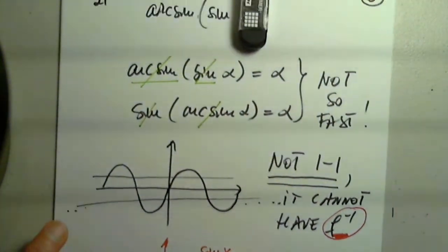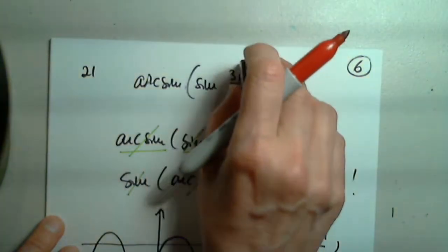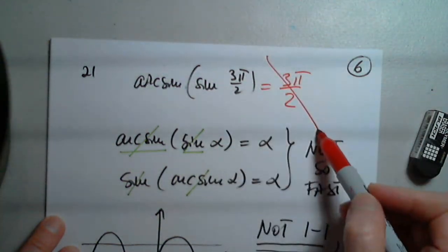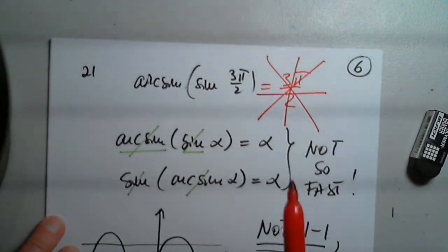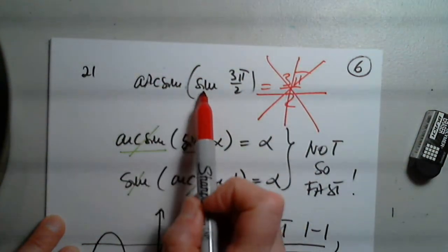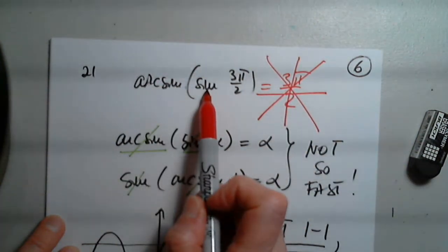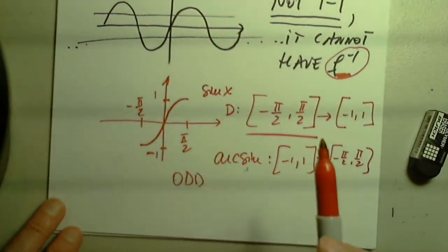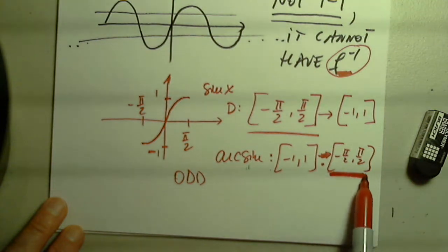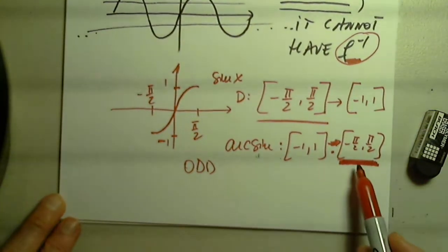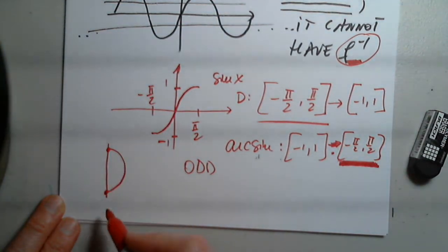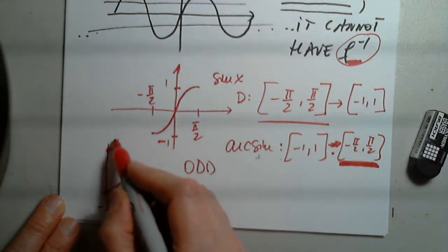So coming back to our example, if I blindly say 3π/2, because this is the inverse of this function, that would be wrong. 3π/2 is not here. Where is this? Here. Between -π/2 and π/2.